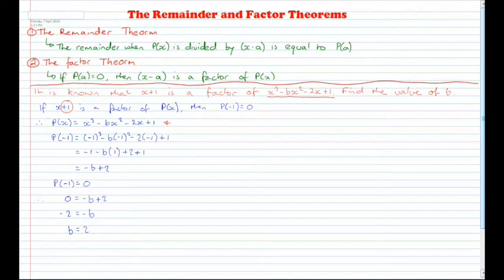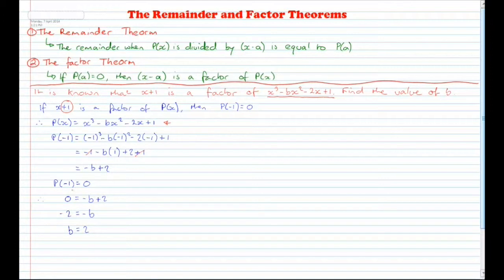Now negative 1 cubed is negative 1, negative 1 squared is positive 1, negative 2 times negative 1 is positive 2, plus 1 at the end. Now what we've got here is our negative b times 1 is negative b, and our negative 1 and our positive 1 here will cancel it out. So we've got negative b plus 2.